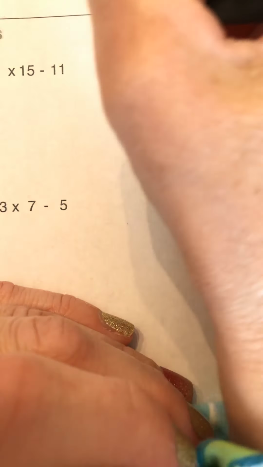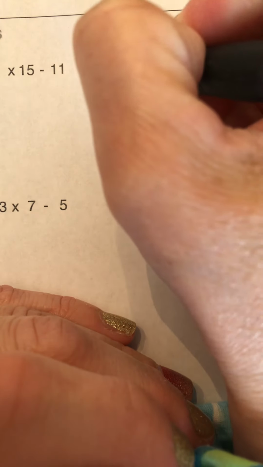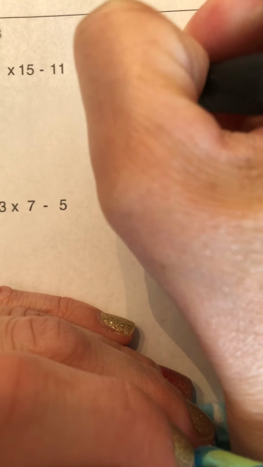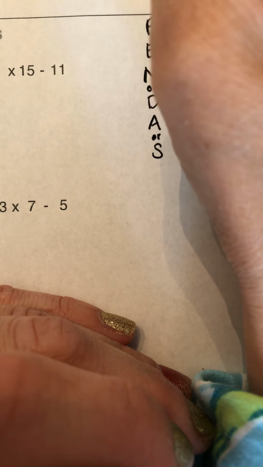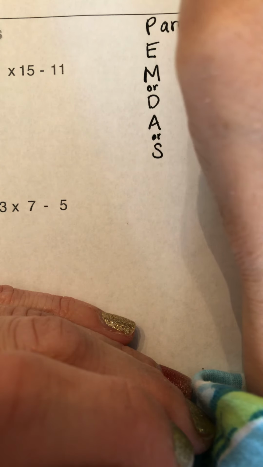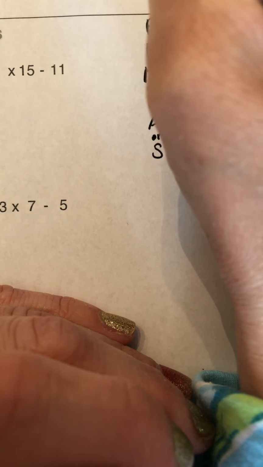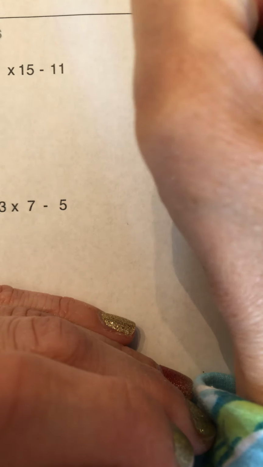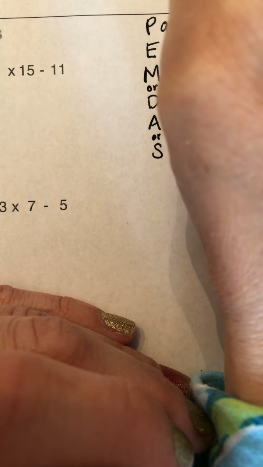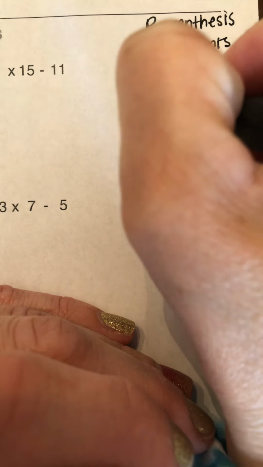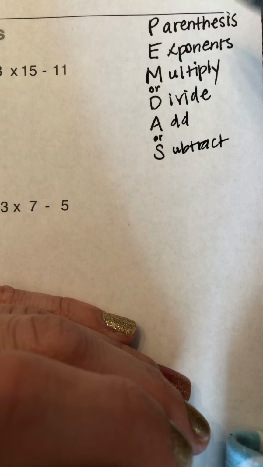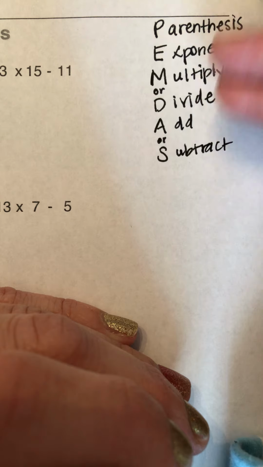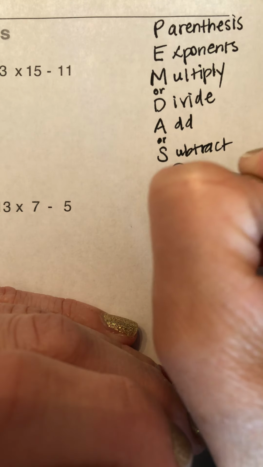So the first one would be parentheses, exponents, multiplication, and I'm going to put or division, and then addition or subtraction. So parentheses, exponents, multiply, divide, add, subtract. So PEMDAS, and remember, whatever comes first from left to right.